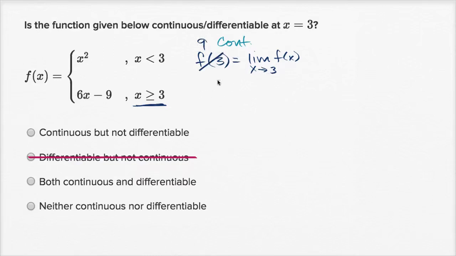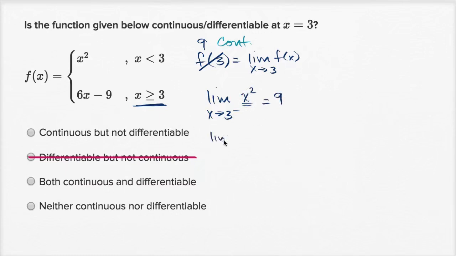So let's first think about the limit as we approach from the left-hand side. The limit as x approaches 3 from the left of f of x. Well, when x is less than 3, we fall into this case, so f of x is just going to be equal to x squared. And this is defined and continuous for all real numbers, so we can just substitute the 3 in there. So this is going to be equal to 9.